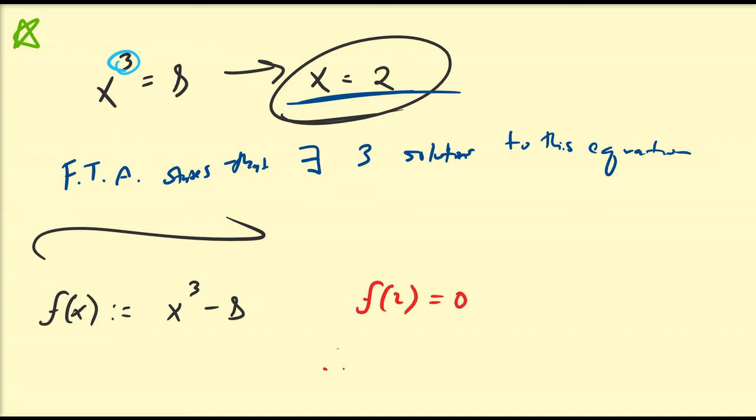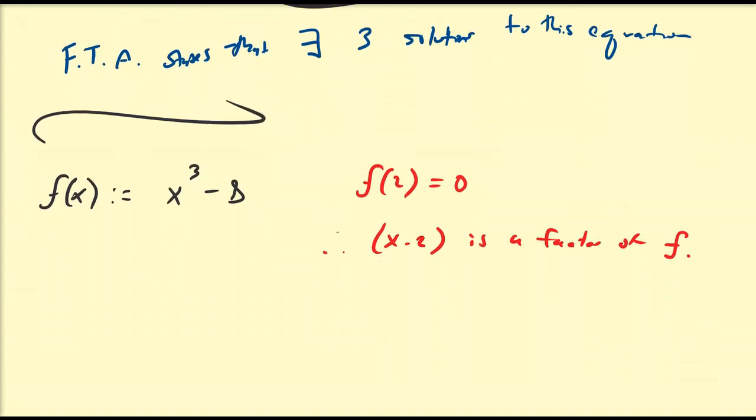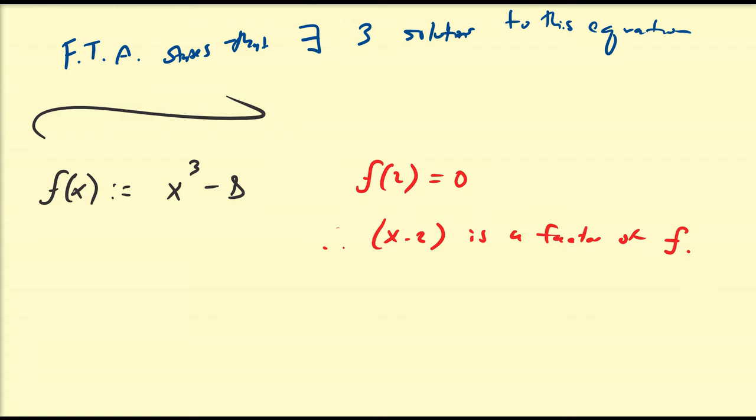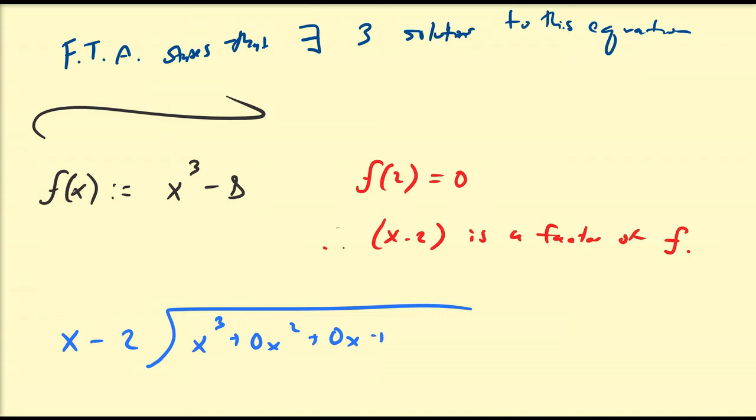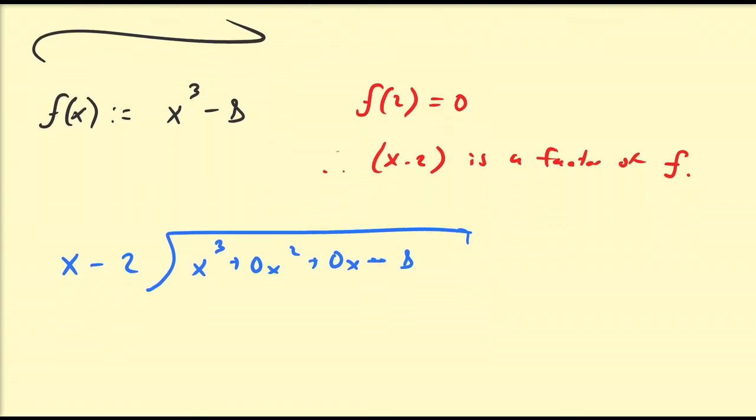So as we already know, if that is true, then that means x minus 2 is a factor of our function f. So now we can use long division or synthetic division, whatever you prefer. I'm going to go with long division. So we're going to divide x minus 2 into this cubic, right? So x cubed plus 0x squared plus 0x minus 8, right? And we're going to see what the resultant is, or the quotient.